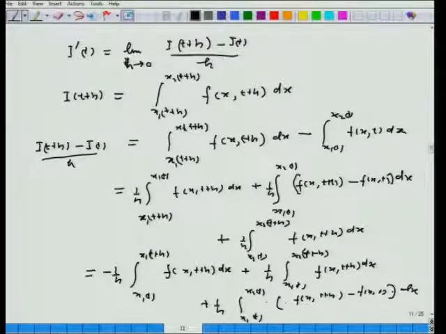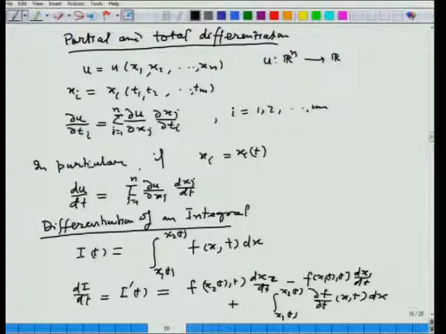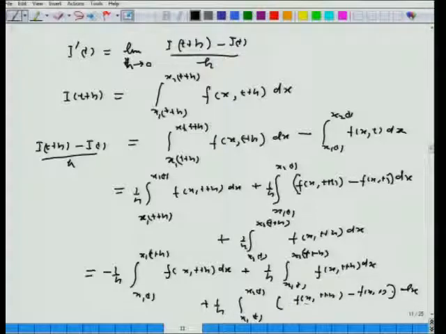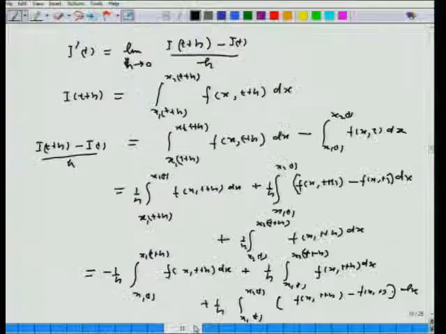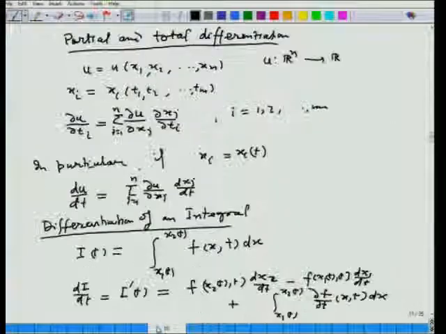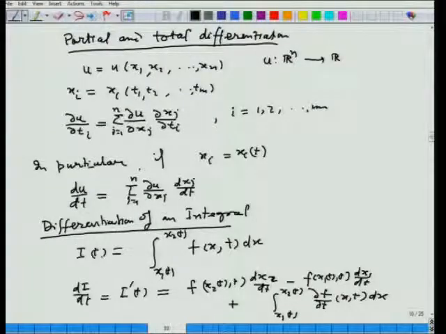Taking 1 by h inside and using the continuity or differentiability property of f, the middle term gives the partial derivative with respect to t, and the term with the minus sign is the limit of this, and the last term is the limit of this. So we get what is called the Leibniz rule of differentiation of the integral.